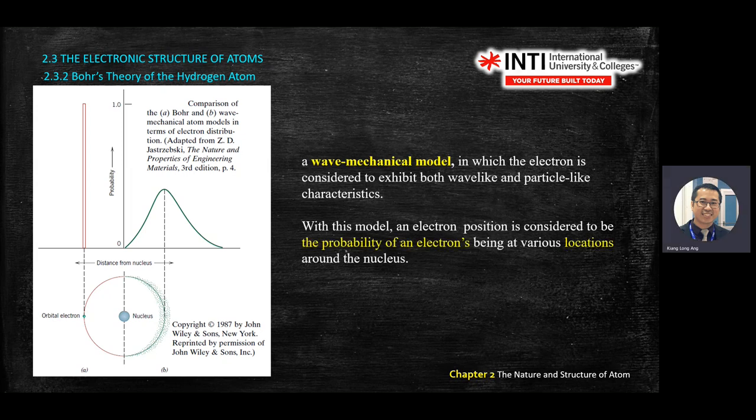So there is the wave mechanical model, and it tells you the probability. This one is just to tell you the location of the electron.